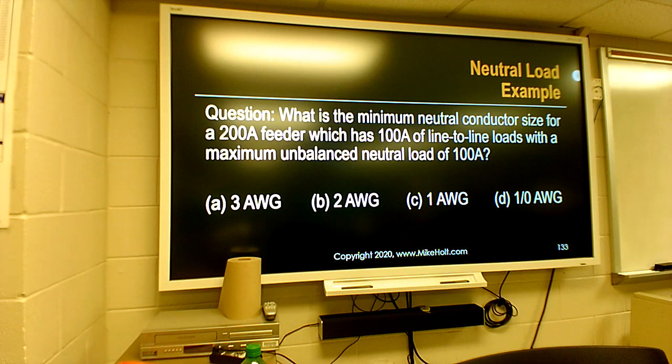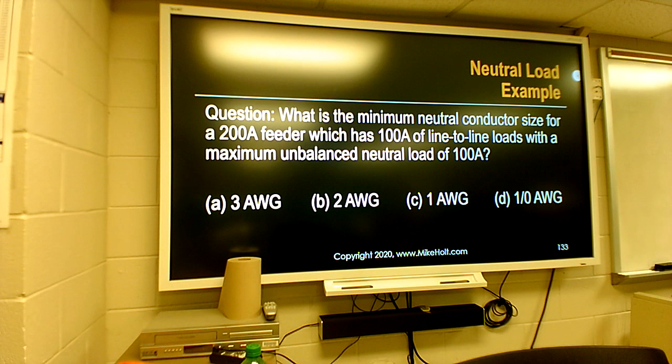So anyway, that's the difference between line to line, which uses two hots, no neutral, and then the line to neutral, which will be 120 volt single phase loads, versus 240, because you have to have one hot wire and a neutral for line and neutral loads.